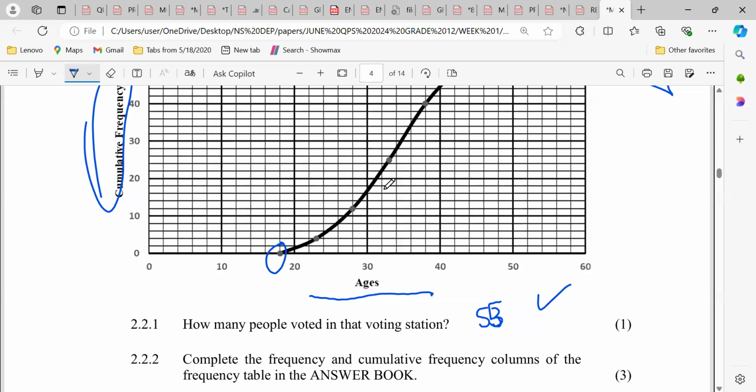And then remember how to draw a cumulative. A cumulative, the way we draw it, we draw it with the upper values.